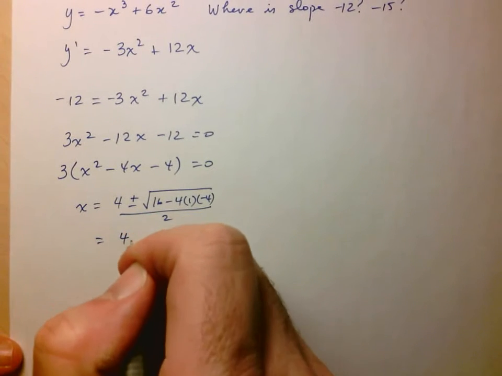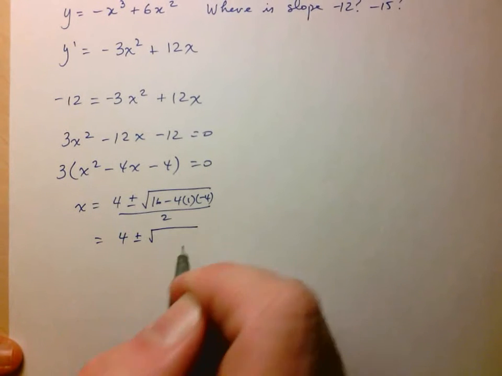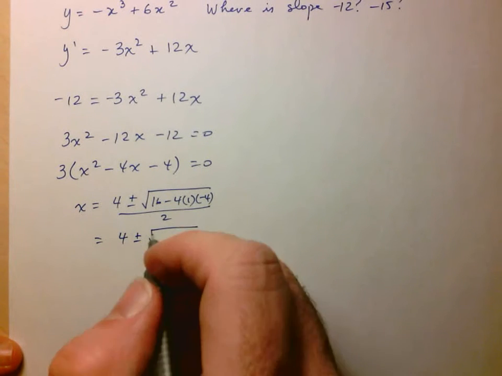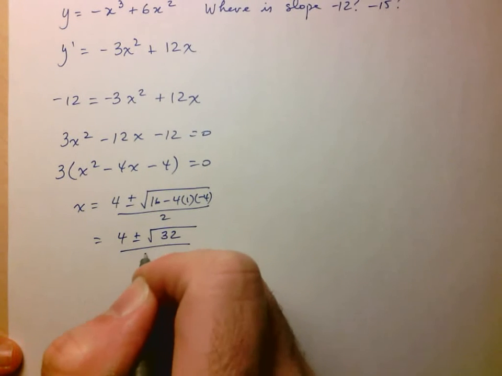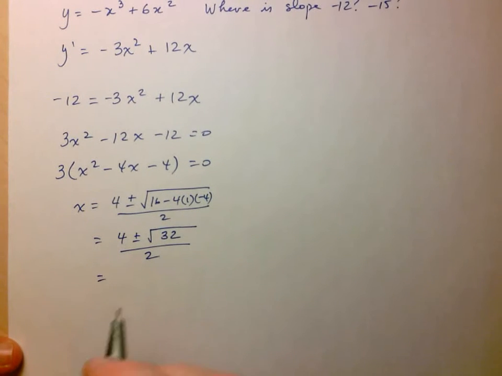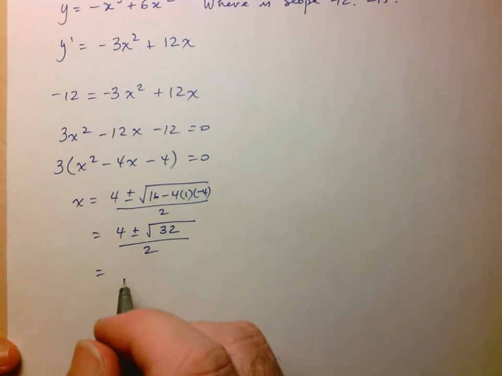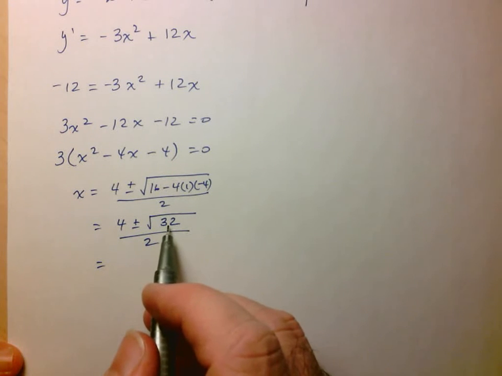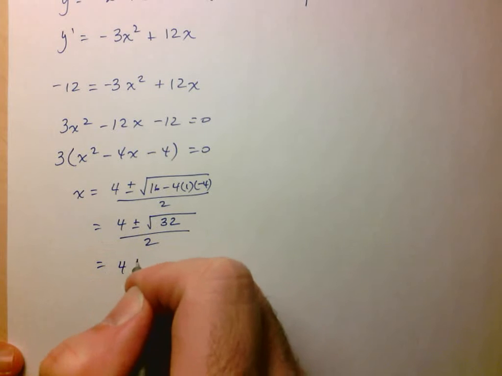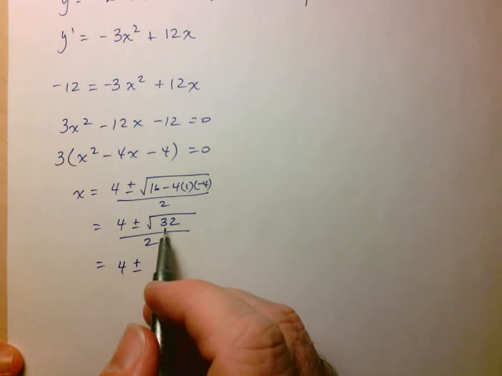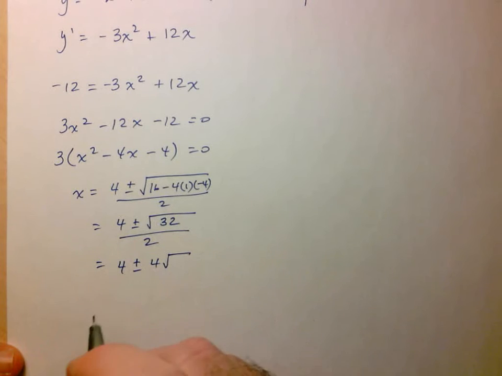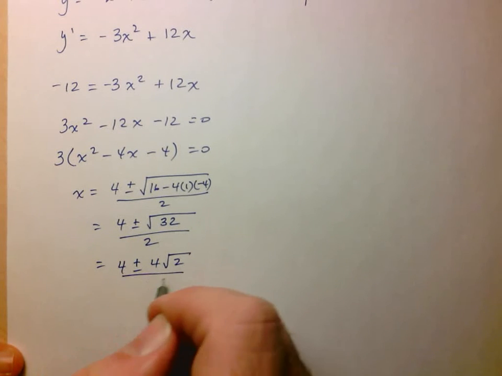So we got 4 plus or minus. So here, what do we have? We have 16 plus another 16, so 32, over 2. Okay, and here we might as well keep going a little further and simplifying this. So here, 32 is 16 times 2. So I've got 4 plus or minus the square root of 16, that's just equal to 4, times, and I'm just left with root 2 over 2.